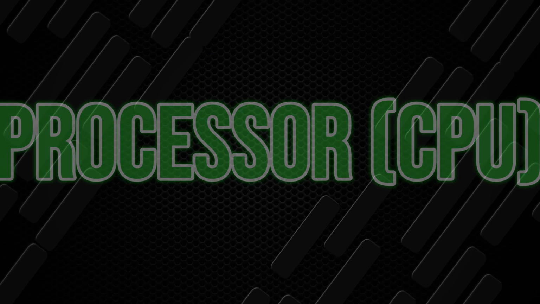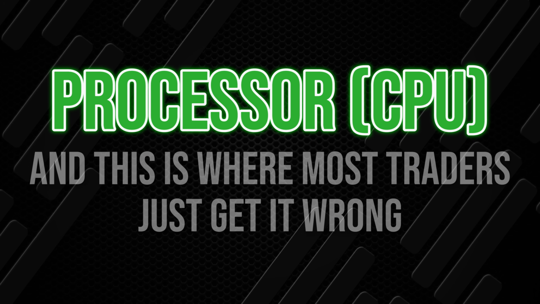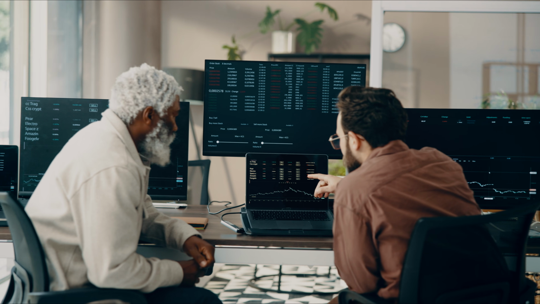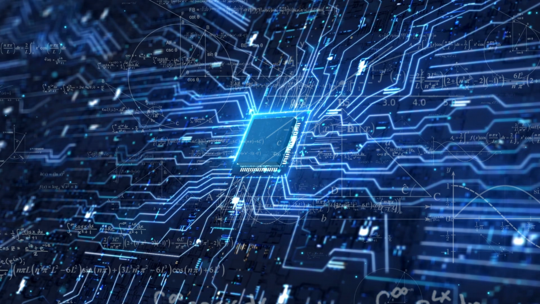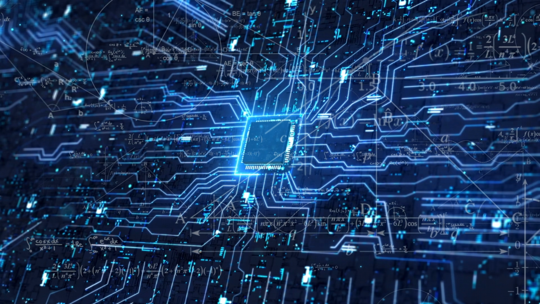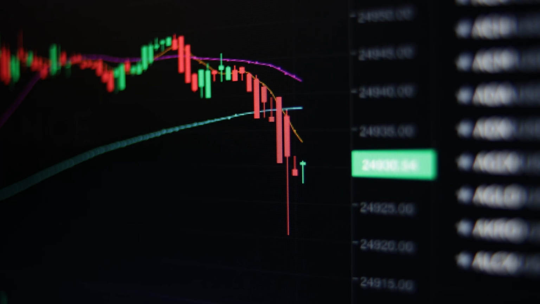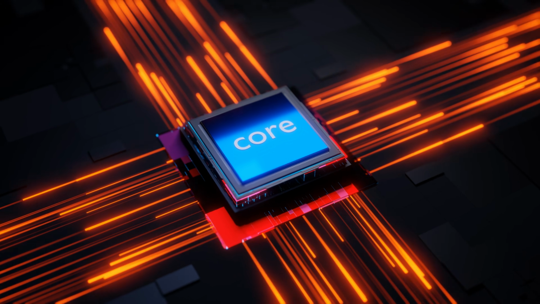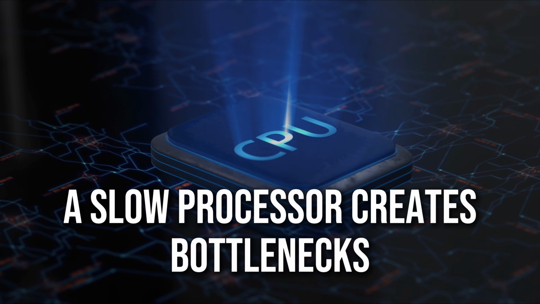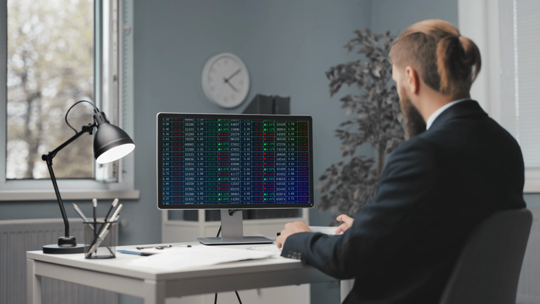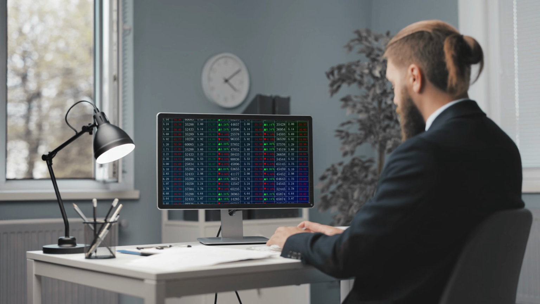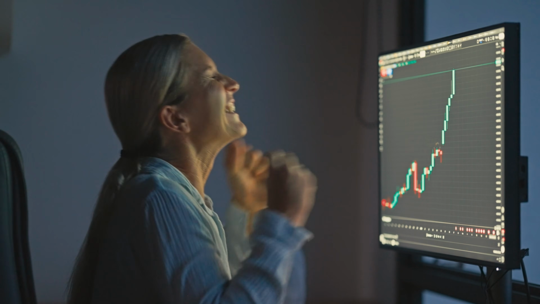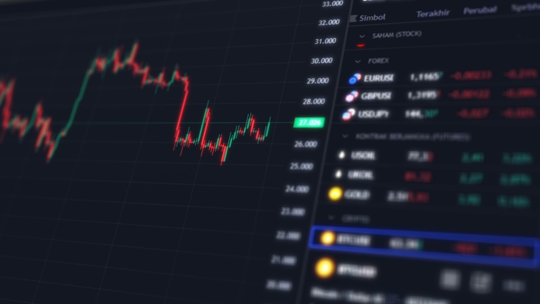Now let's talk about the processor or the CPU. And this is where most traders just get it wrong. When all 3 platforms are pulling live data, your processor is handling thousands of calculations every second. Price updates, indicator math, order routing, it all flows through that CPU. A slow processor creates bottlenecks. Those bottlenecks show up as a lag between when a price moves and when you see it on your chart. In a fast market, that lag is the difference between catching a breakout and watching it happen without you.